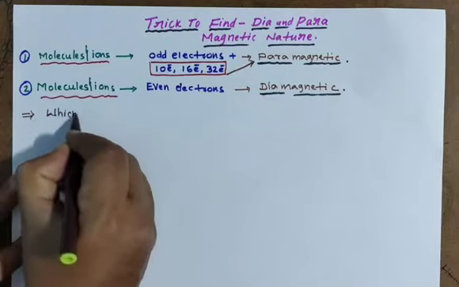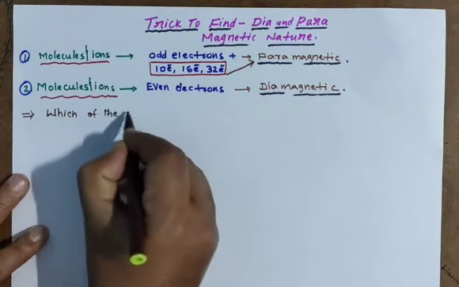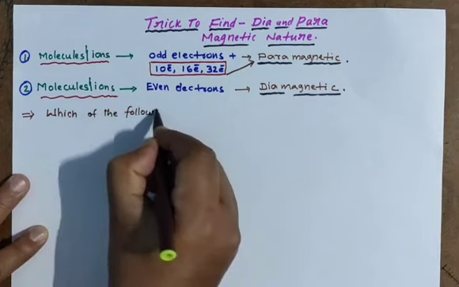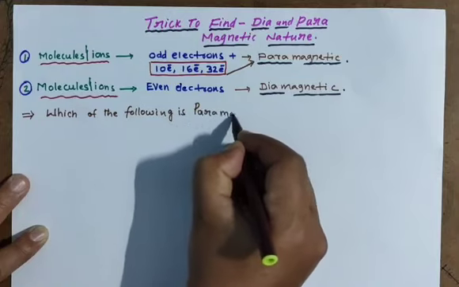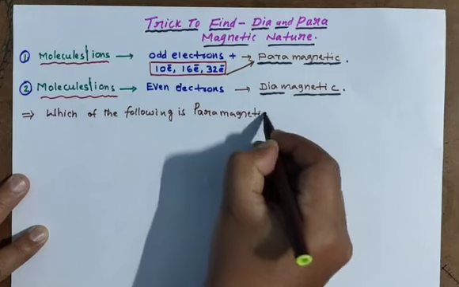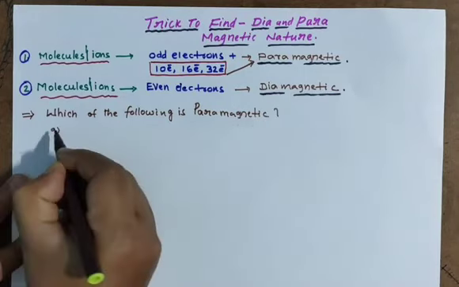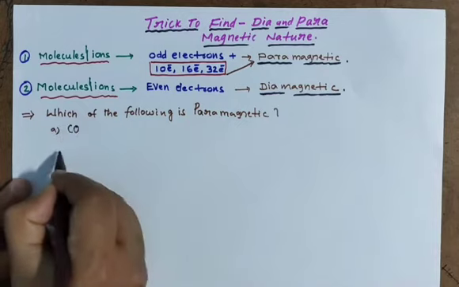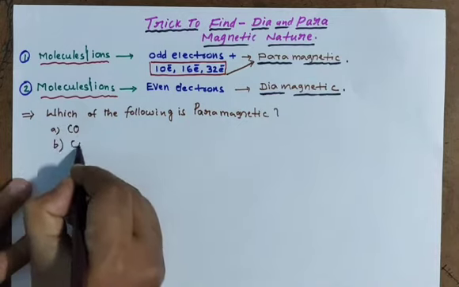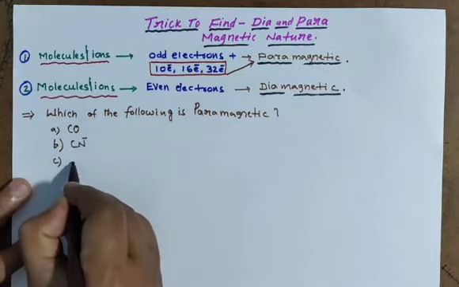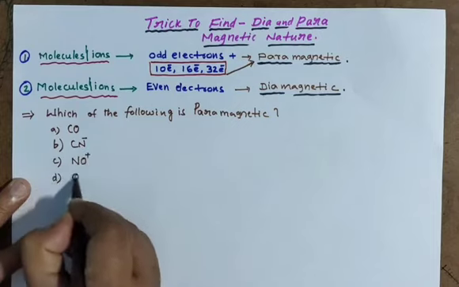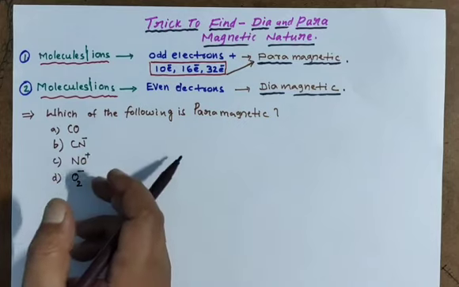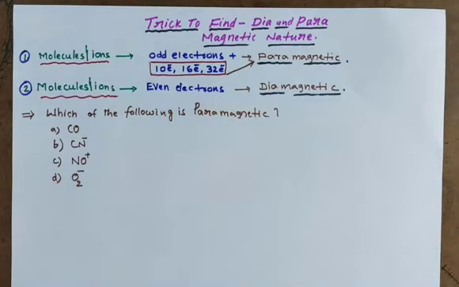Which of the following is paramagnetic? Options are given like this: carbon monoxide, cyanide ion, nitrosyl ion, and O2 minus, the superoxide ion. Now let me see which is paramagnetic in nature.